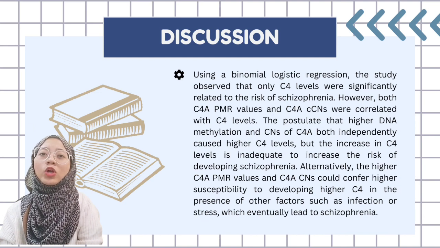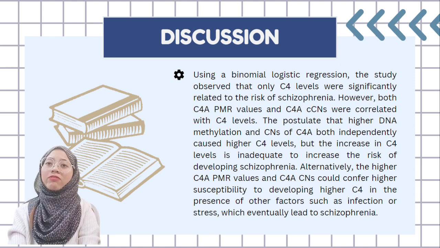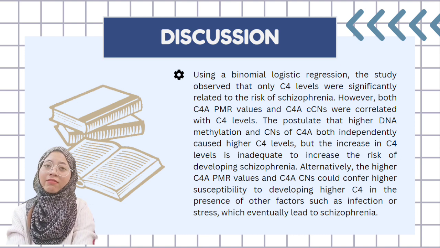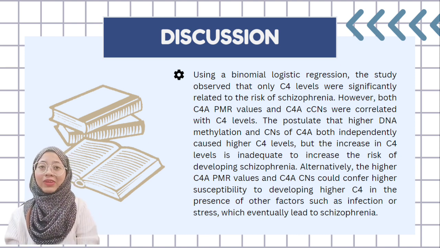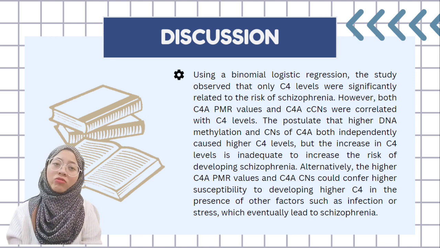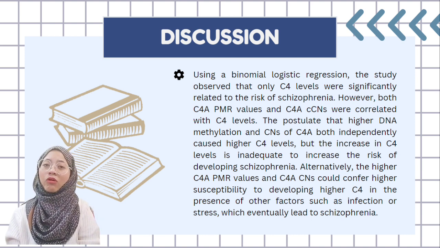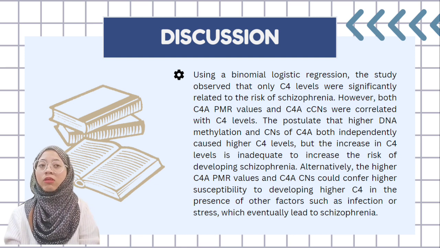Using a binomial logistic regression, the study observed that only C4 levels were significantly related to the risk of schizophrenia. However, both C4A PMR values and C4A CCN were correlated with C4 levels. Alternatively, the higher C4A PMR values and the C4A CN could confer higher susceptibility to developing higher C4 in the presence of other factors such as infection or stress, which eventually lead to schizophrenia.